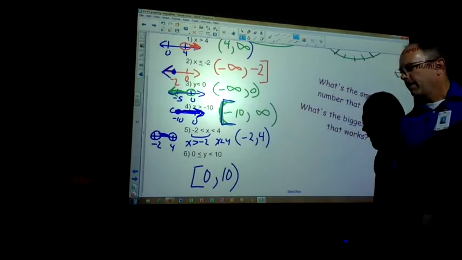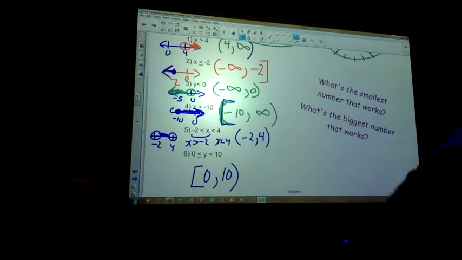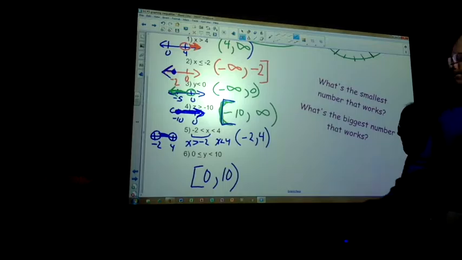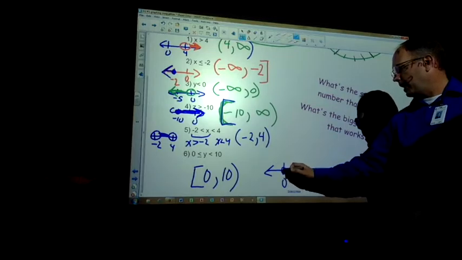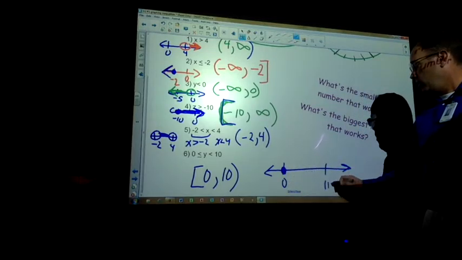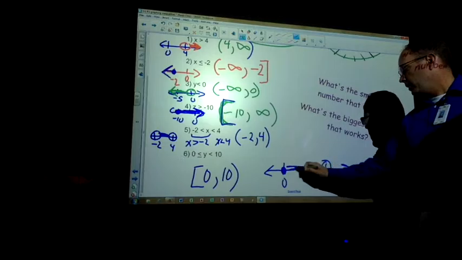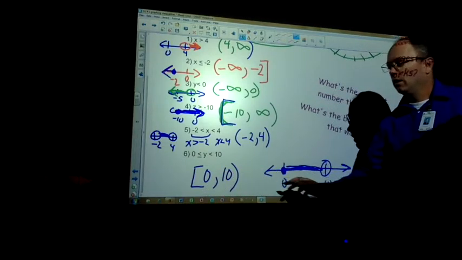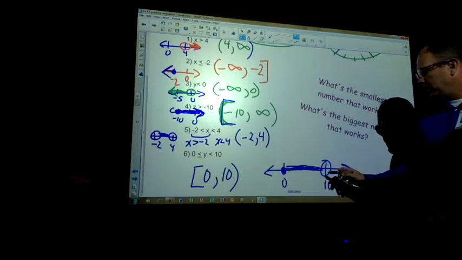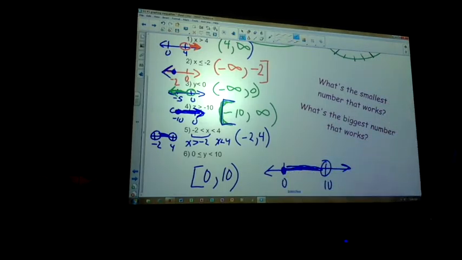Why is it rounded, though? Well, this is called interval notation. It's a way of representing a portion of a graph algebraically. It's so confusing. Okay, so number 6 looks like this. 0, solid dot. 10, open dot. I'm shading in between. Solid dot, square, at 0. Open dot, 10. Shade in between. That's all it is.